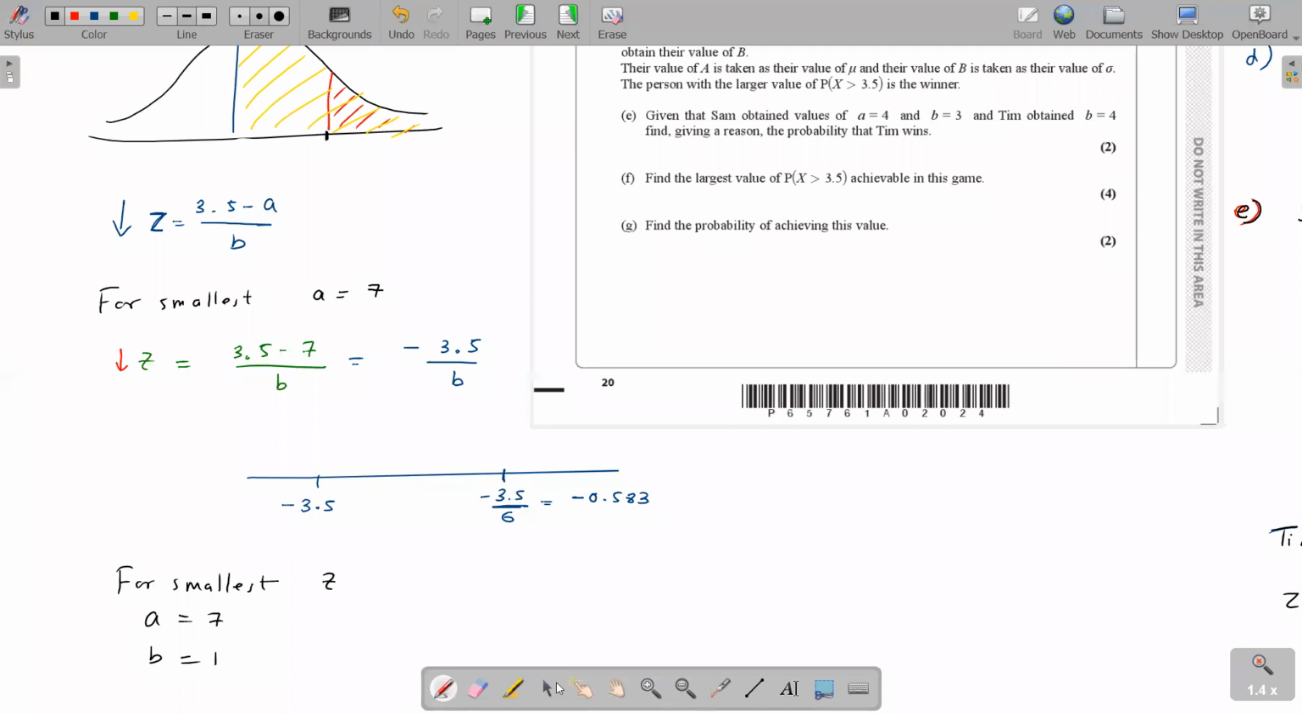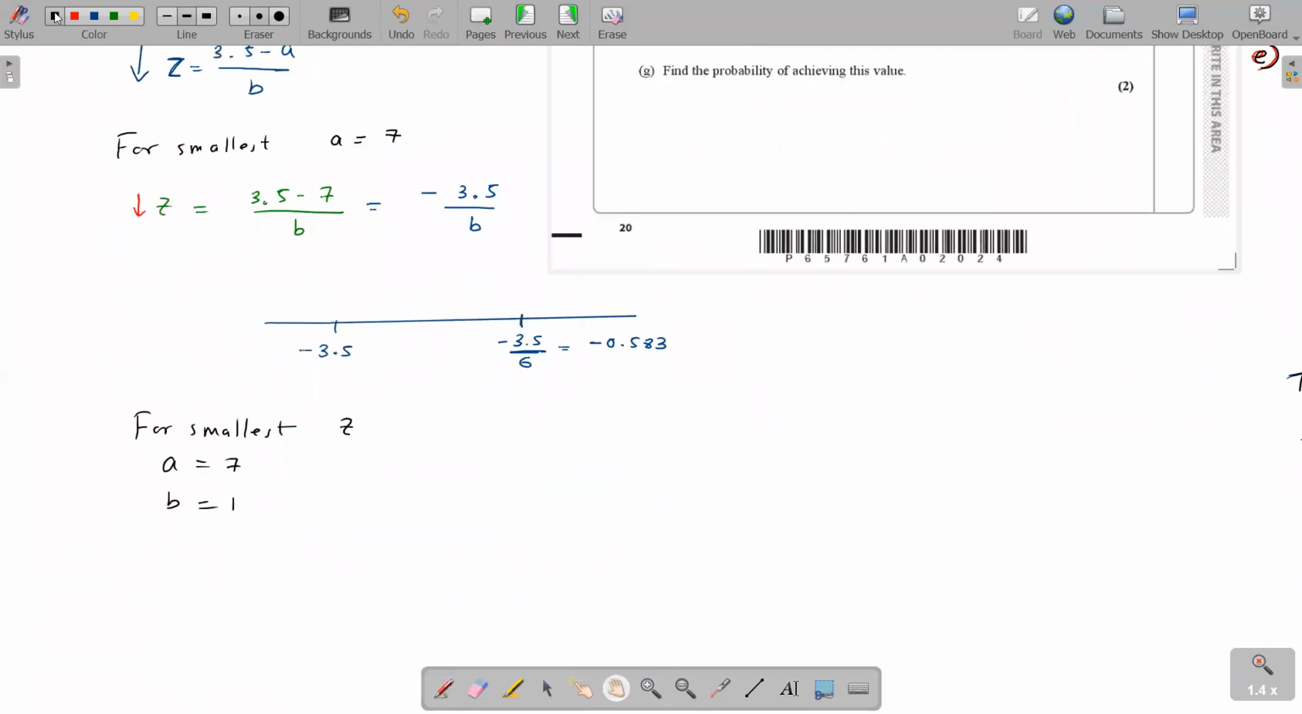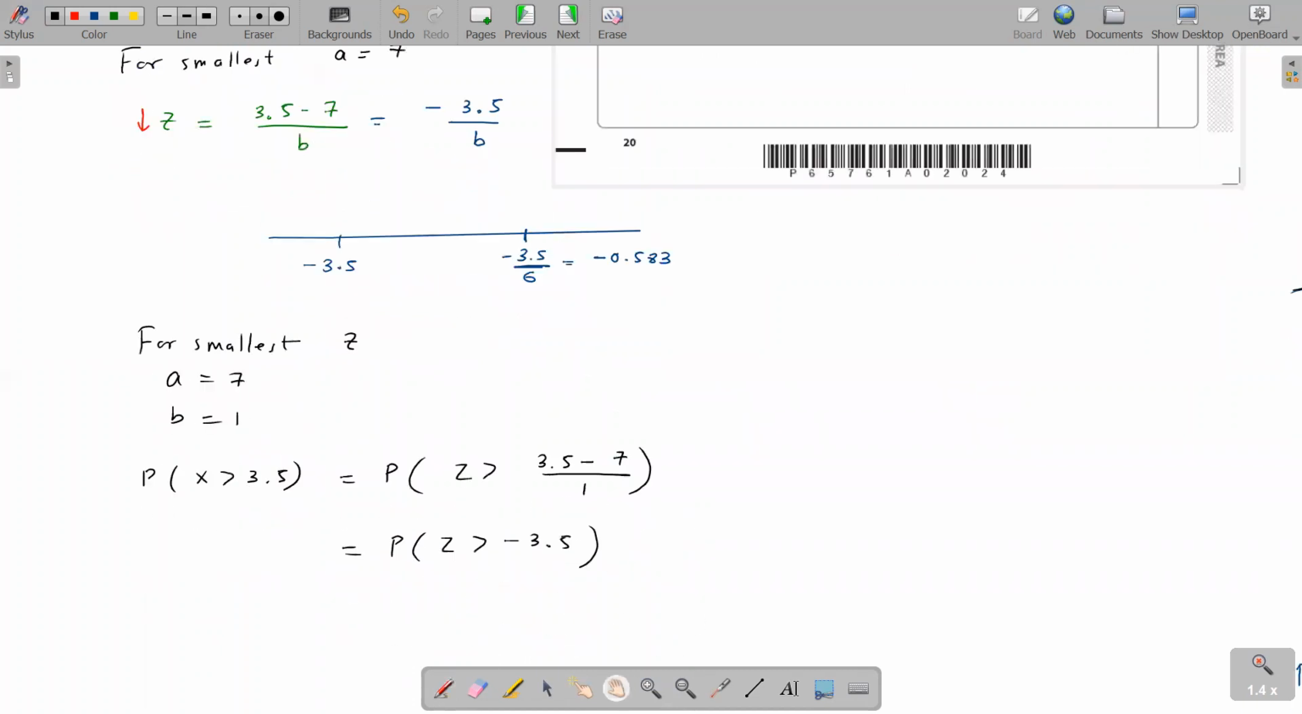Is this clear? So they want you to find the largest probability also. So get the probability X greater than 3.5. That is the probability Z greater than 3.5 minus mu, which is 7, divided by 1. So you have to get the probability Z greater than minus 3.5. Are you with me? So you either use the table or use the calculator and tell me the answer.